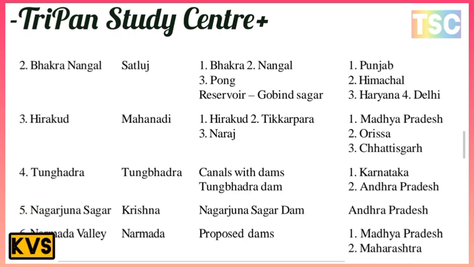The river name is Krishna, and the beneficial state here is Andhra Pradesh only. And the Narmada Valley: Narmada is the river name, and the proposed dams are named here, and the beneficial states are Madhya Pradesh and Maharashtra.